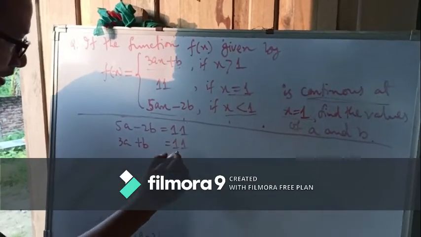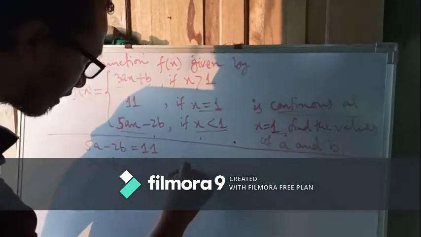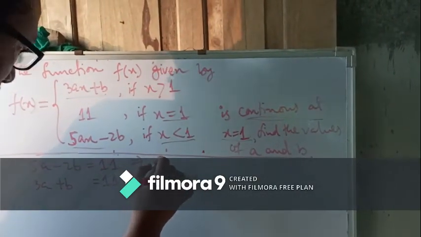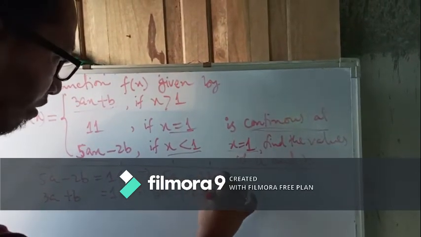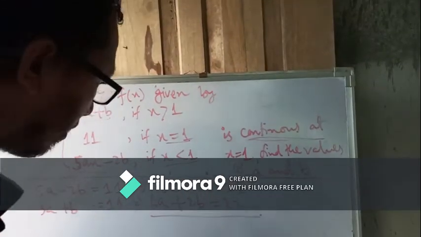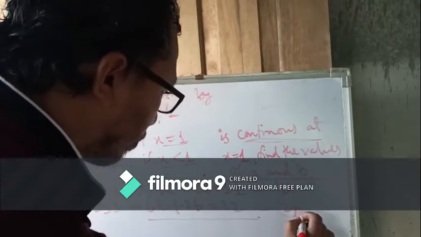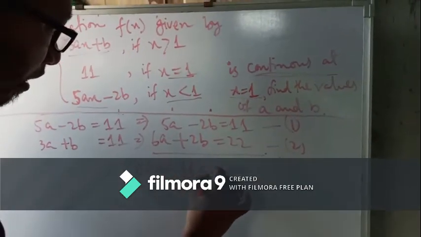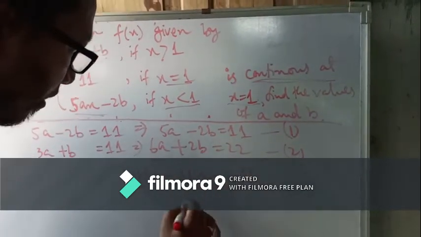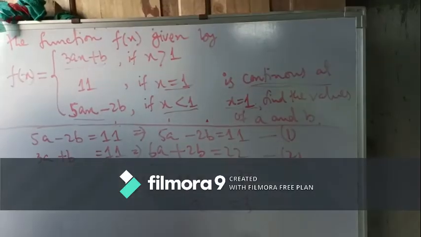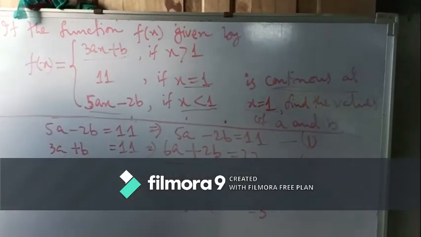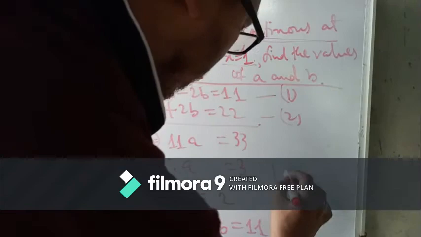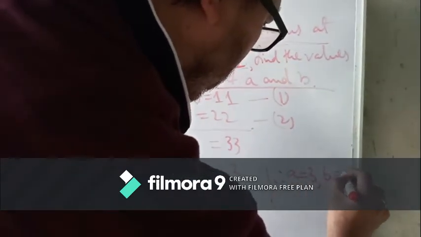Okay, we can multiply the second by 2. It will be 6a plus 2b is equal to 22, and the first we can keep as it is, equal to 11. Then we will add these two. Suppose this is number 1, number 2. If we add these, we get 5 plus 6, 11a; these two will be cancelled; it will be 33, therefore a is equal to 3. Now if we put a equal to 3 in either equation 1 or 2, we will get b. Therefore a is equal to 3, b equal to 2.